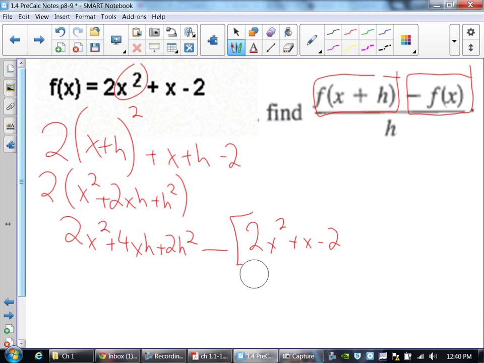Yeah, the 2x squared cancel out. Okay. So this becomes minus 2x squared minus x and plus 2, when I distribute the negatives. Is it negative? The x.